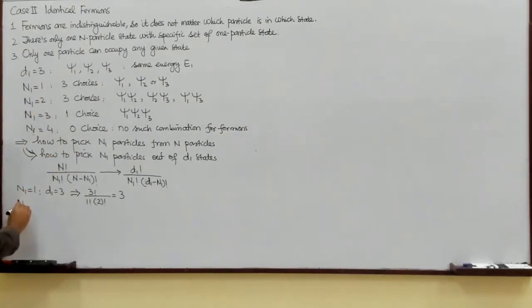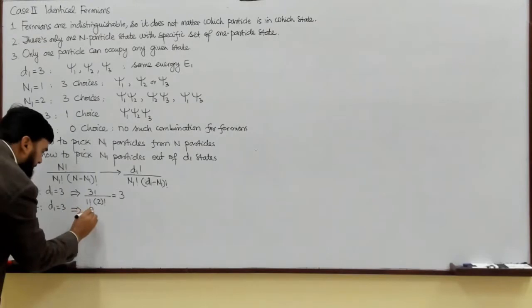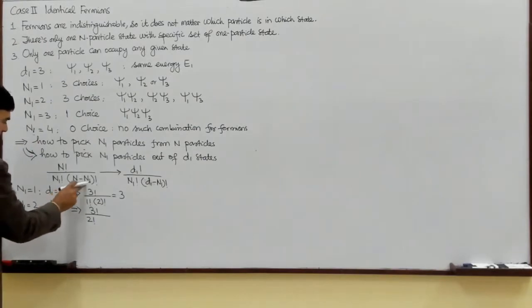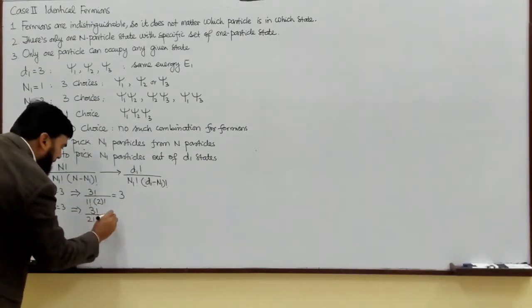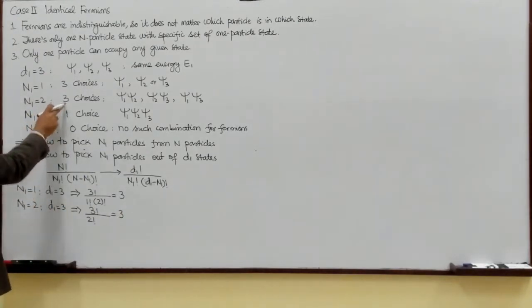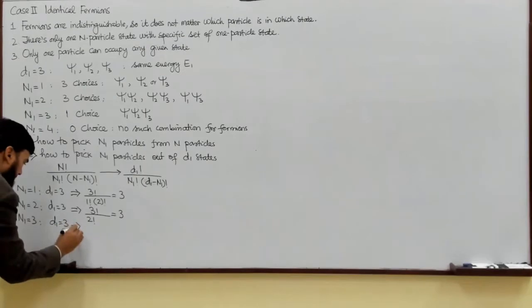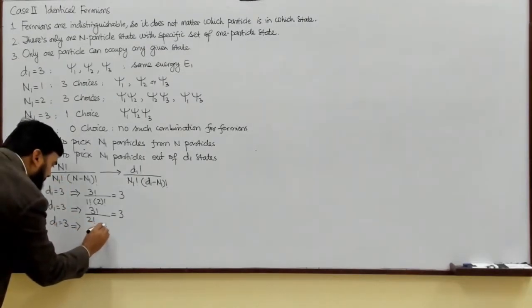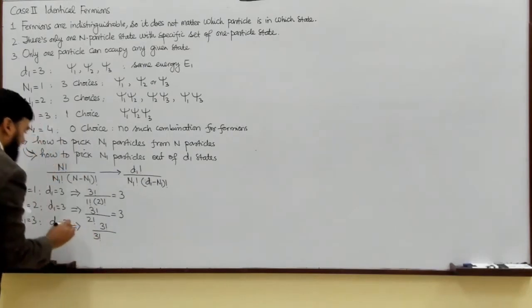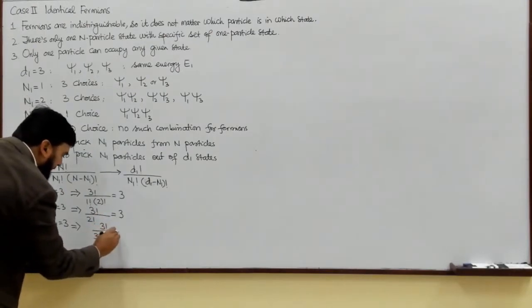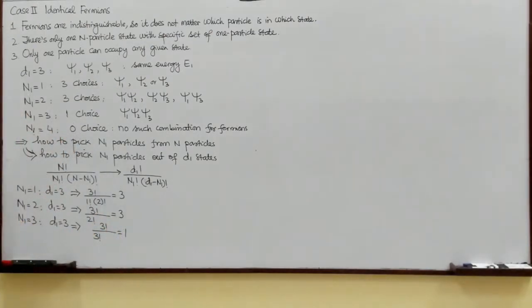When N1 is equal to 2, D1 of course is 3, so this is 3 factorial by 2 factorial and (3 minus 2), 1 factorial. So again we got the number of choices is 3. When N1 is equal to 3, D1 the same, then 3 factorial divided by 3 factorial and 3 minus 3, so 0. 0 factorial is 1 and the number of choices is 1.